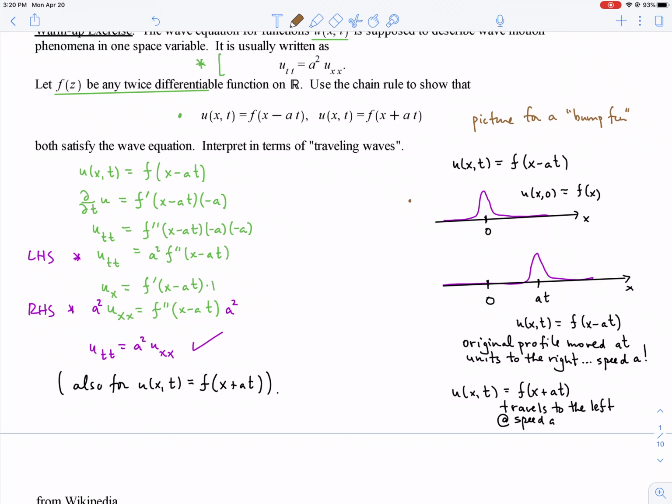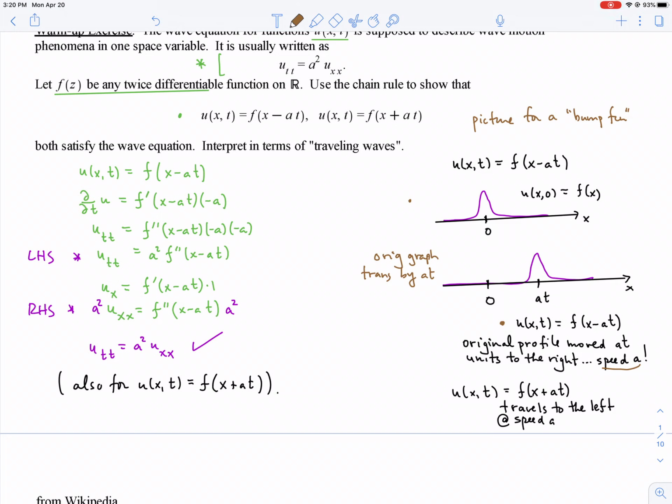Okay, now let's compare that to the graph of u of x,t, which is the graph of f of x minus at. Well, we know that when we replace x with x minus h, we move graphs over by a distance h. So this second graph is just the original graph translated by at to the right. And as t varies, that little bump is just moving to the right at speed a.